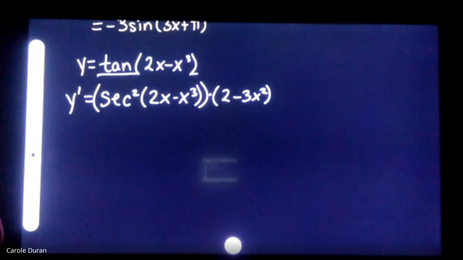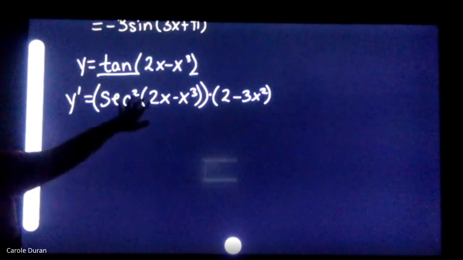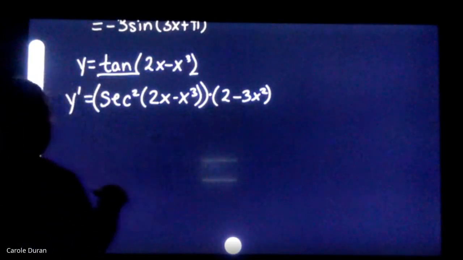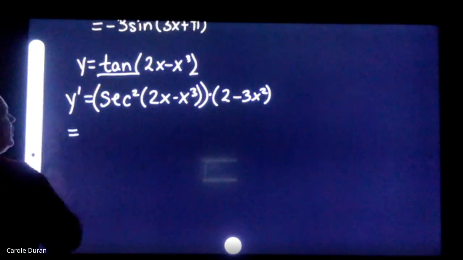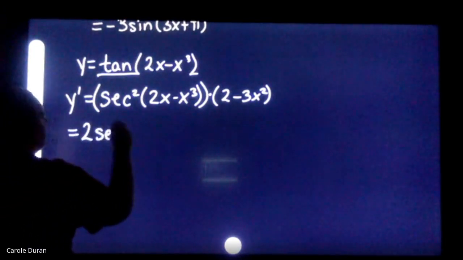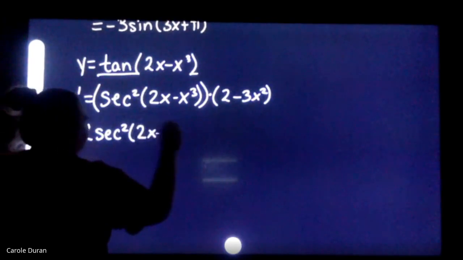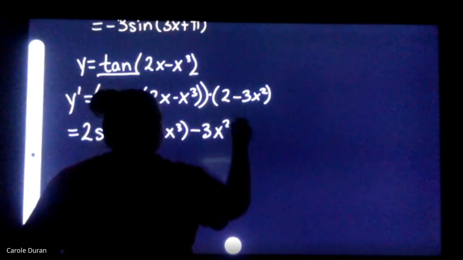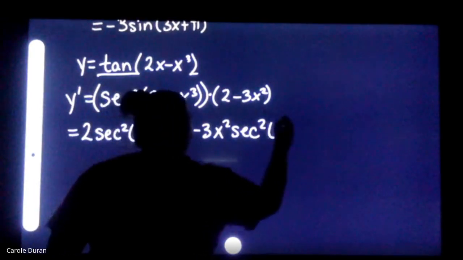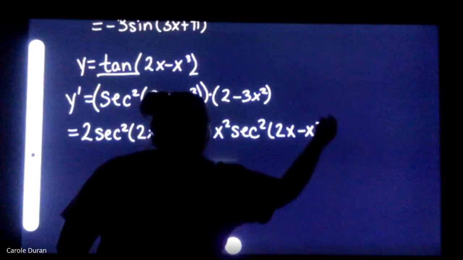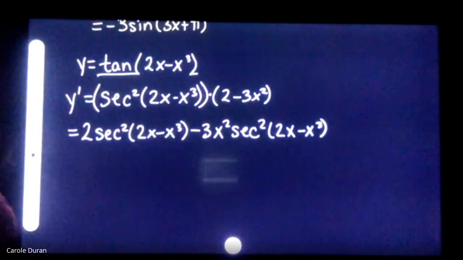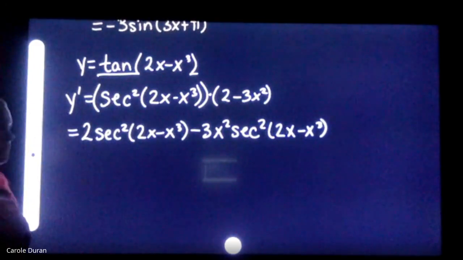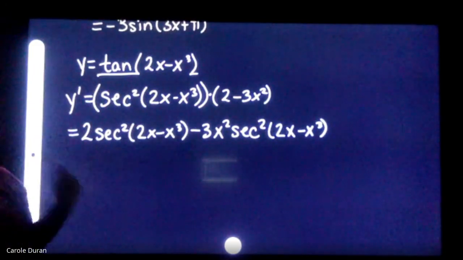I can't leave it like this. I need to simplify it. So I'm going to distribute this whole secant squared of 2x minus x cubed to each of the values inside of that second parentheses, which is going to leave me with 2 secant squared of 2x minus x cubed minus 3x squared secant squared of 2x minus x cubed. So when we multiply by something and we have a trig function, that number that we multiplied by just comes to the front. And then this would be simplified.